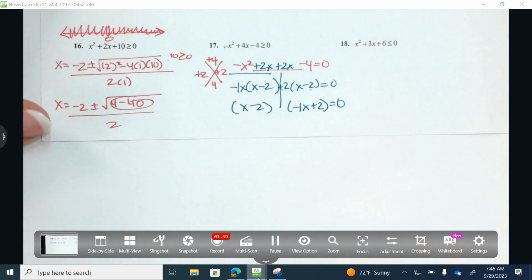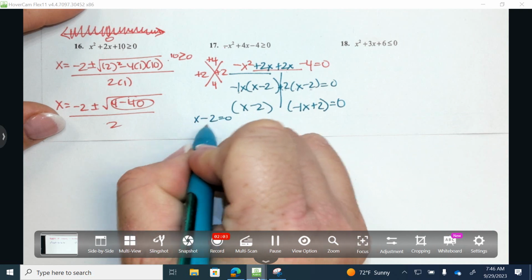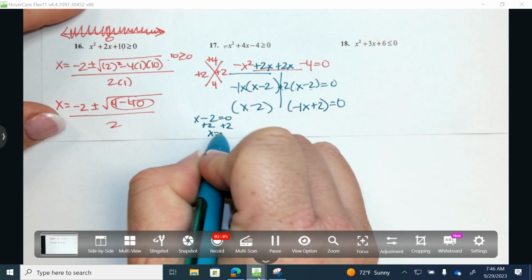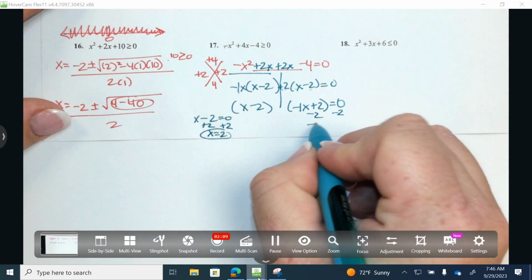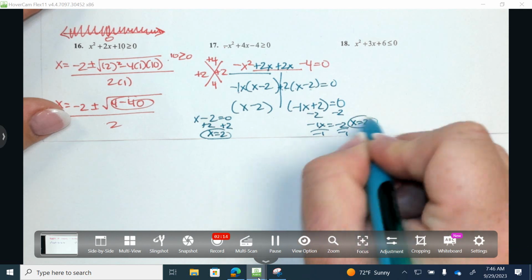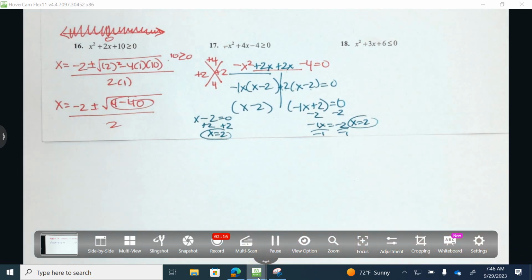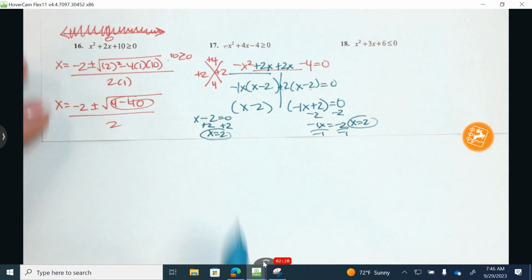So I'm going to set each one of these equal to 0, and I'm going to solve. So this first one, x minus 2 equals 0. I get x equals 2, so that's one solution. I take this one, subtract 2, divide by -1, and again I get 2. So I get the same answer twice. Okay, so now I have a double.